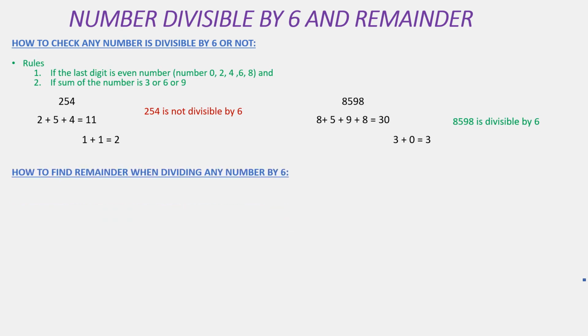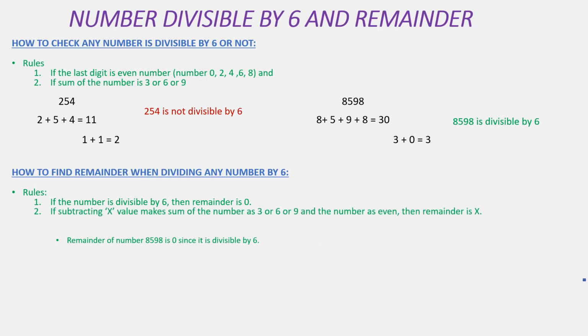Now we will see how to find the remainder when dividing any number by 6. If the number is divisible by 6, then the remainder is 0. The remainder of 8598 is 0 since it is divisible by 6. If subtracting x from the number makes the sum of the number 3 or 6 or 9 and the number even, then the remainder is x.